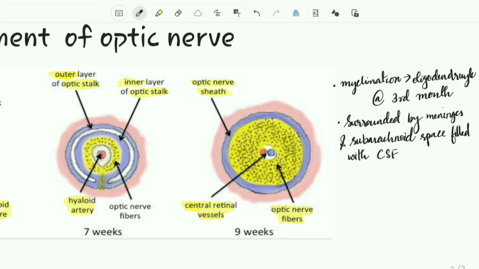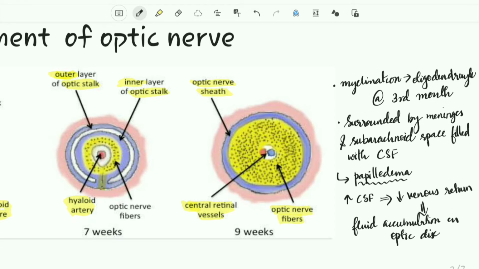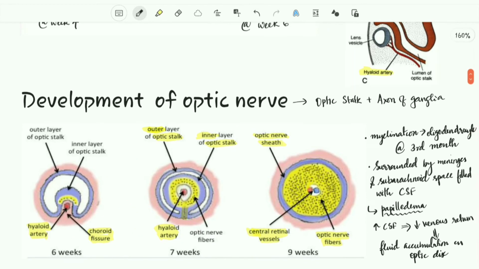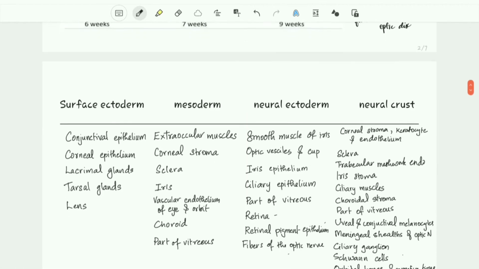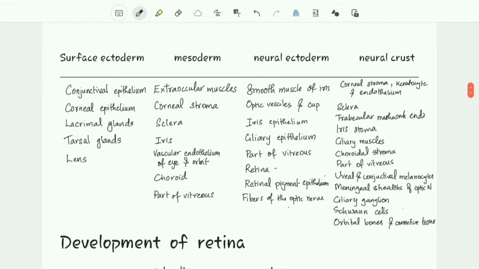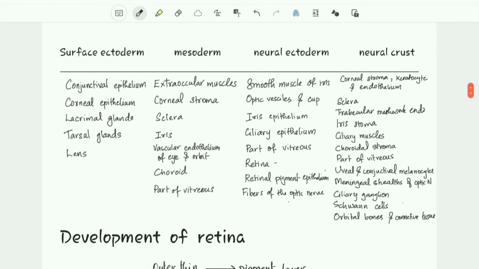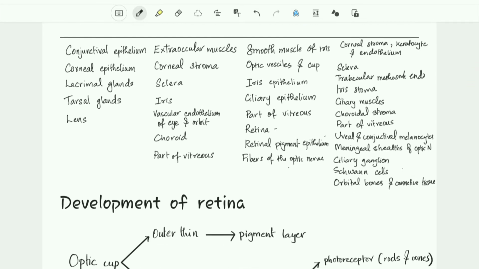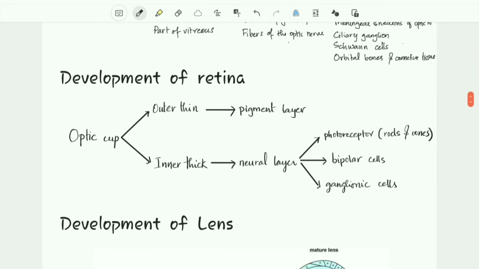This explains papilledema, which is caused by an increase in CSF pressure, leading to decrease in venous return, causing fluid accumulation in the optic disc. Finally, here you can see the optic nerve is formed by the optic stalk and axons of ganglion cells. Now let me show you something which I find very hard to remember. Right now we have discussed a few of these, but after this video I hope you can understand this better and correlate things easier. Now let's move to the development of the retina.